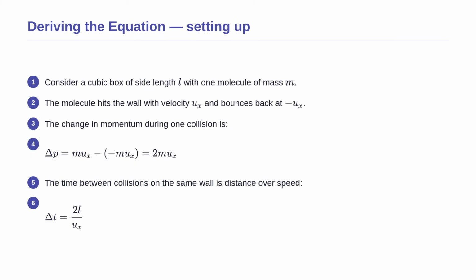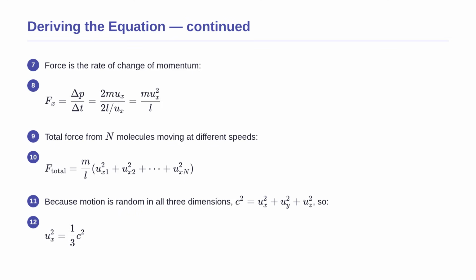To find out how often this happens, we calculate the time between collisions. The molecule travels back and forth across the box, a total distance of 2L, divided by its speed ux. Moving forward with our derivation, we use Newton's second law, which states that force is the rate of change of momentum. By dividing our momentum change by our time interval, the twos cancel out, and we find the force exerted by one molecule is m times ux squared divided by L.